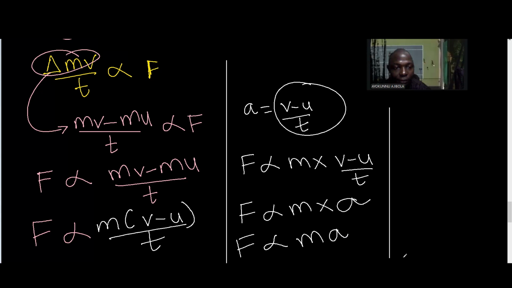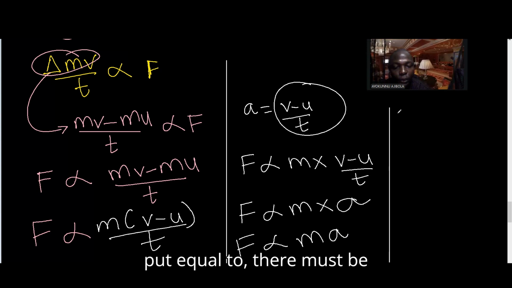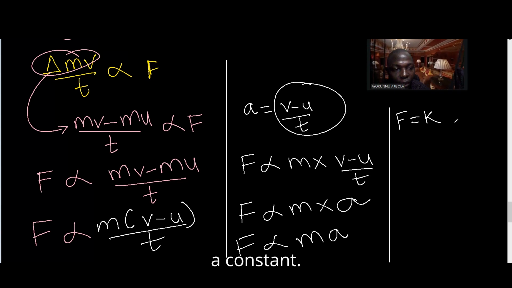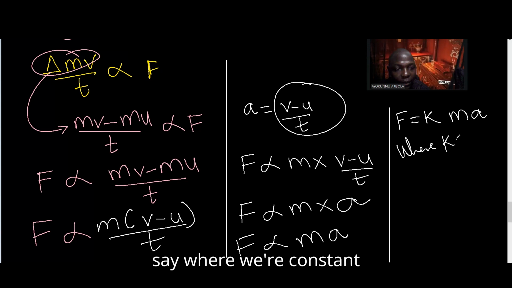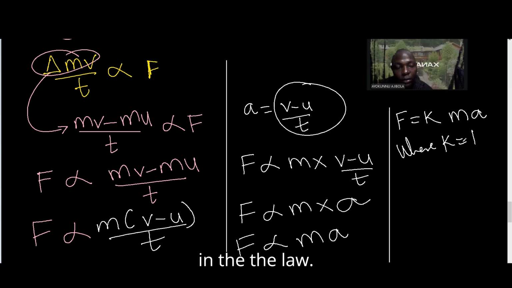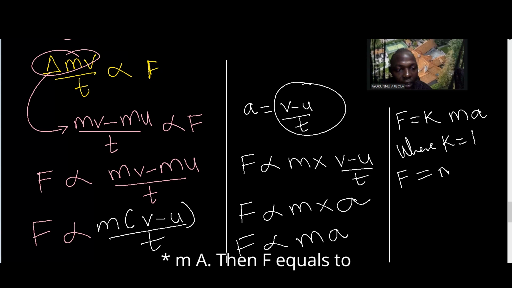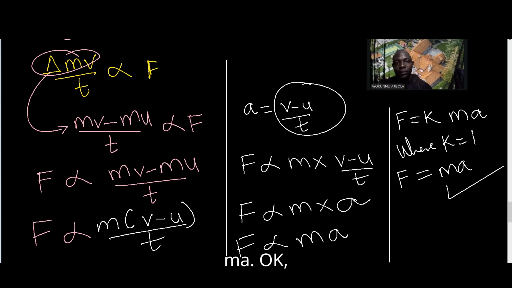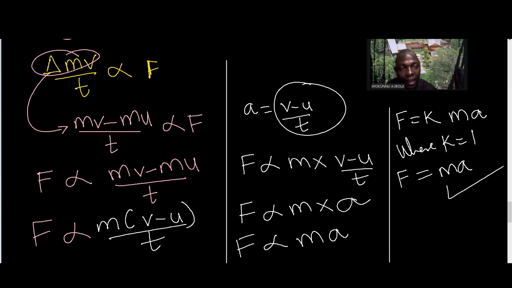That's how they got it. Then in proportionality, if you must put equal to, there must be a constant. So you now say where the constant is 1, because nothing hinders the law. Then we say F equals 1 times MA, then F equals MA. That's how they got the formula F equals MA.